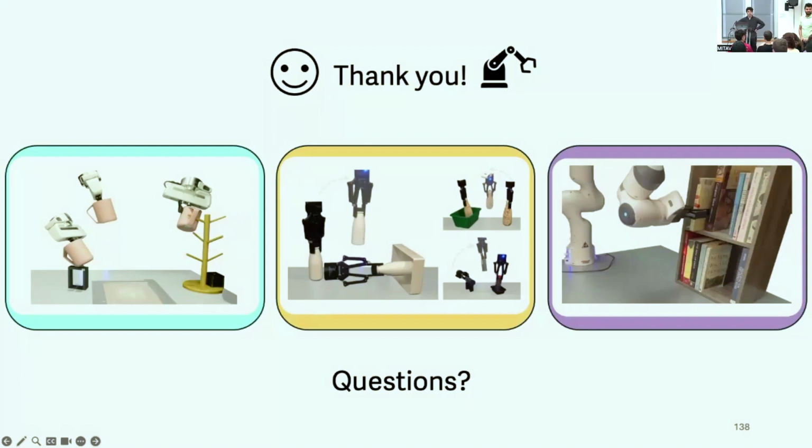For this mug hanging task, suppose one of the rack things were pointed downwards. Would it be able to figure out that would be a bad thing to try to hang a mug on, and that it would slide off? No, yeah, right now it would think that's perfectly fine.